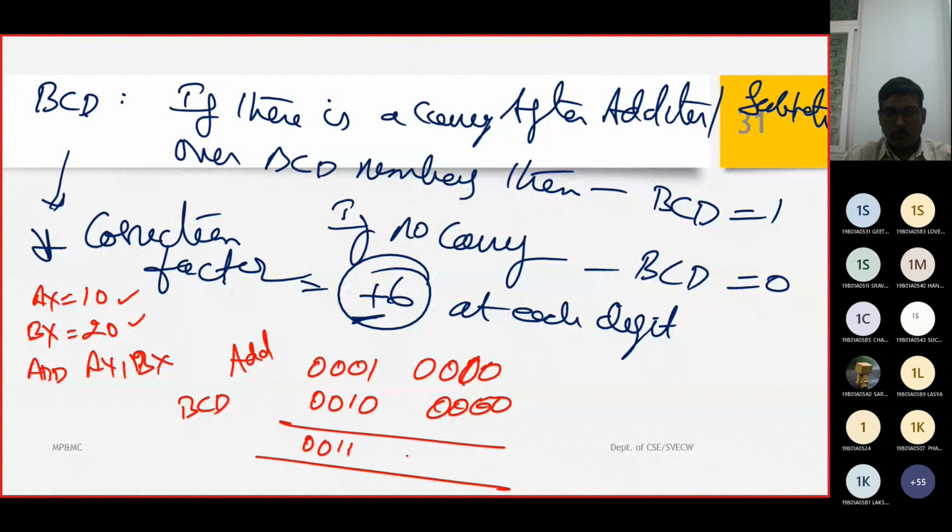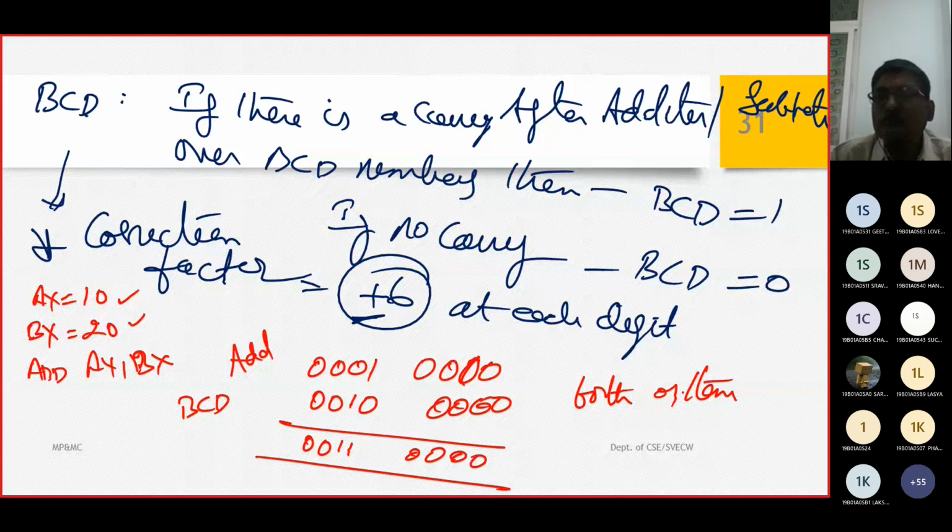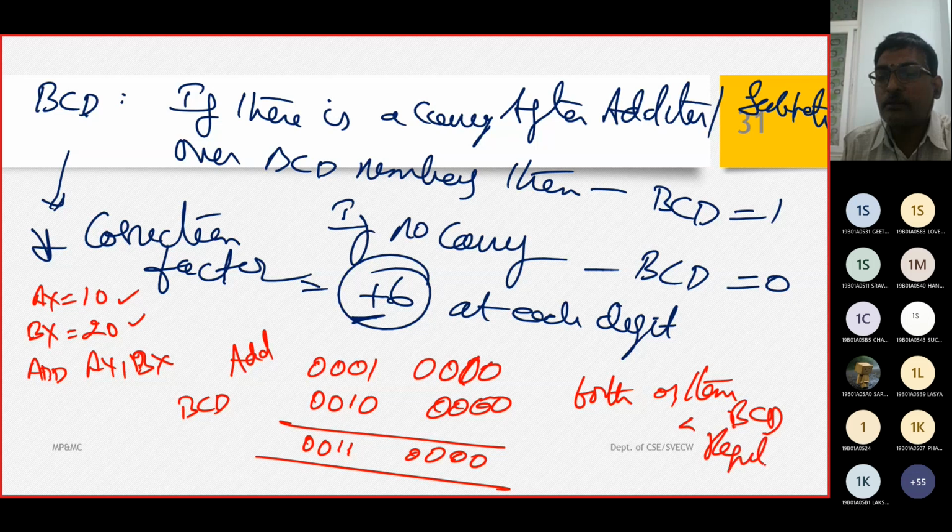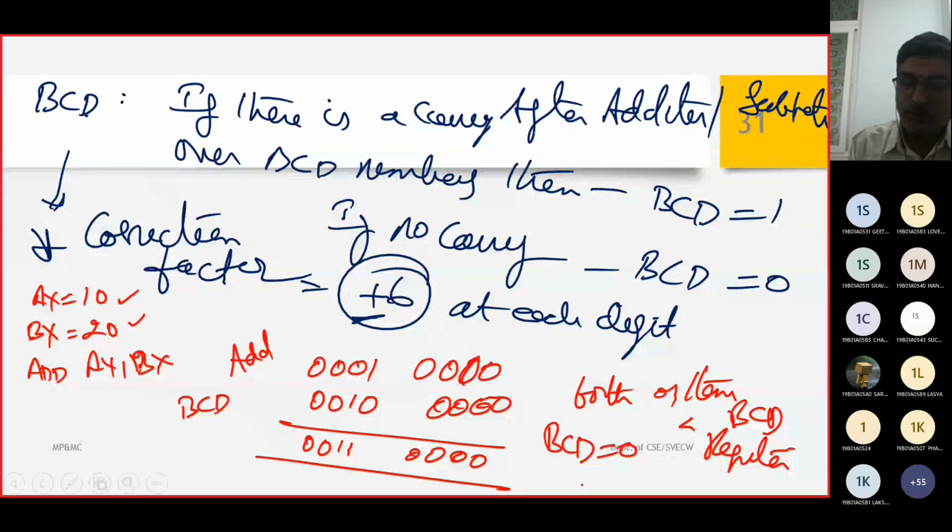In this case, both of them are less than the BCD representation. Now BCD was 0.